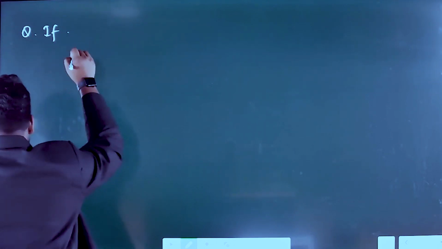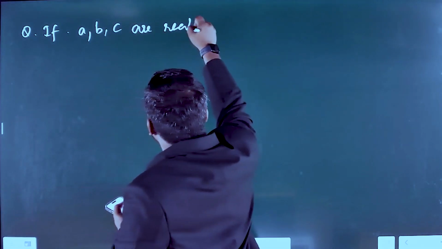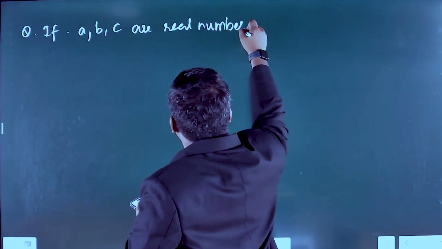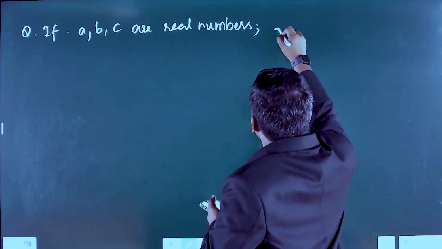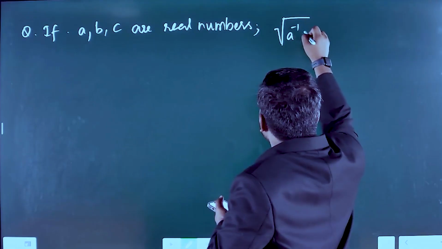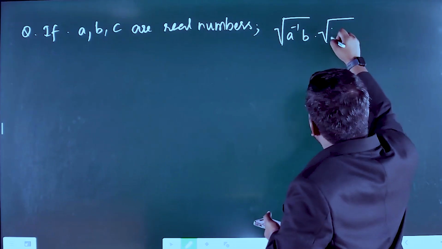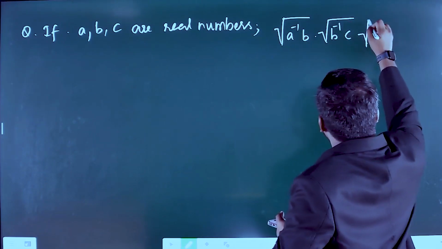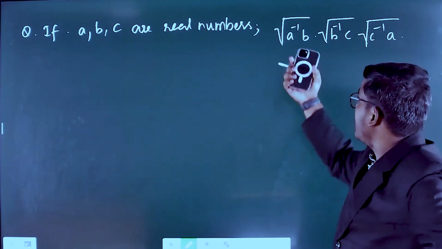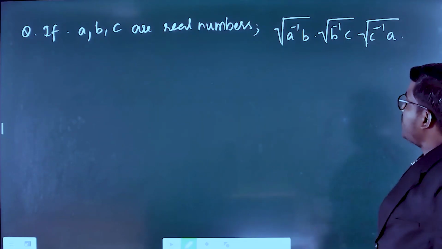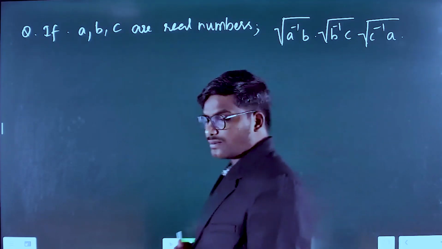If a, b, c are real numbers, the value of square root of a^(-1) into b, into square root of b^(-1) into c, into square root of c^(-1) into a. So we are supposed to find the value of this: square root a^(-1) b, square root b^(-1) c, and square root c^(-1) a.